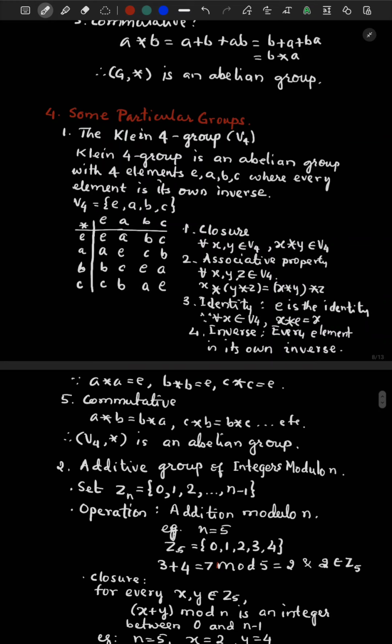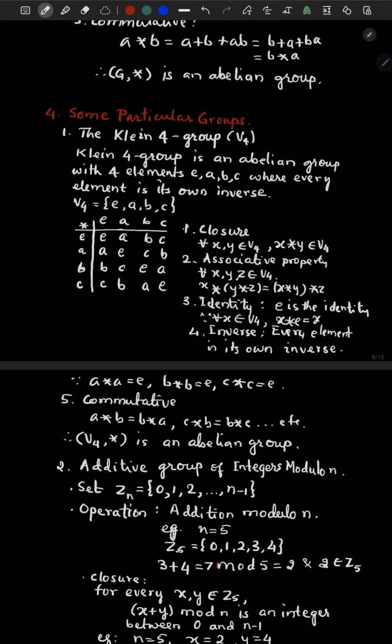Now there are certain particular groups based on their structure. They have been named. First one is Klein 4 group denoted by V4. 4 group means in that set there will be 4 elements. So those 4 elements are E, which is an identity. Then other 3 elements are A, B, C.